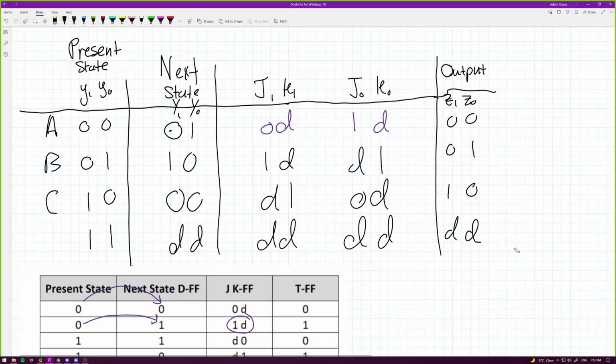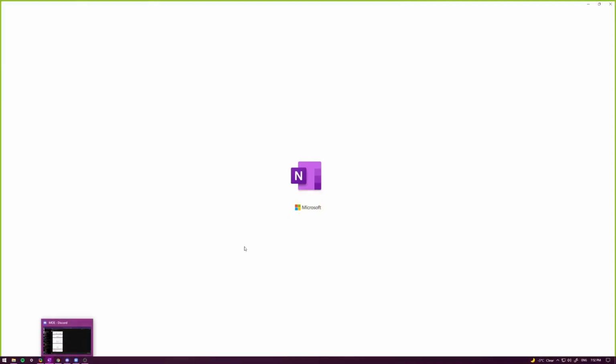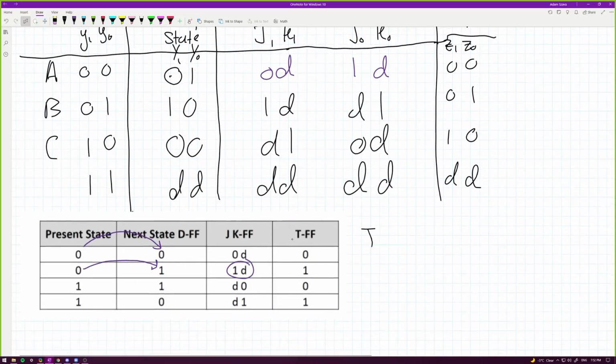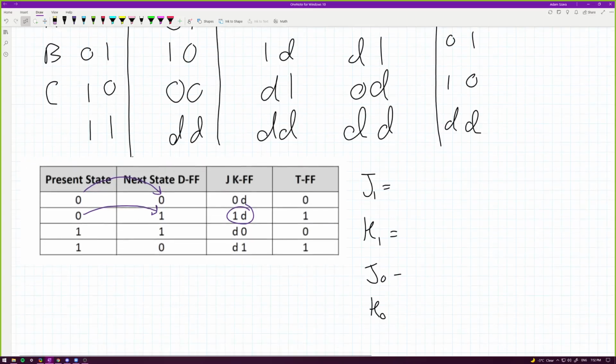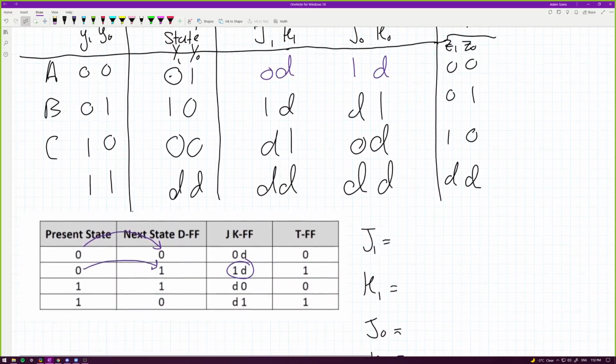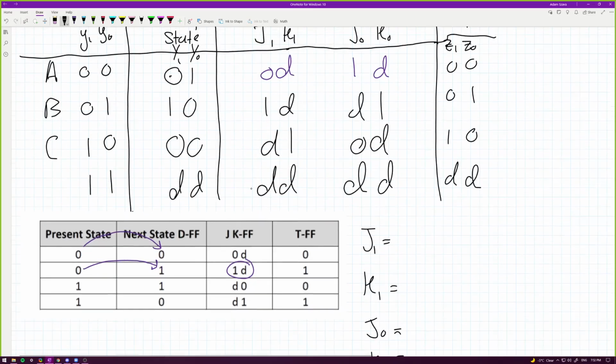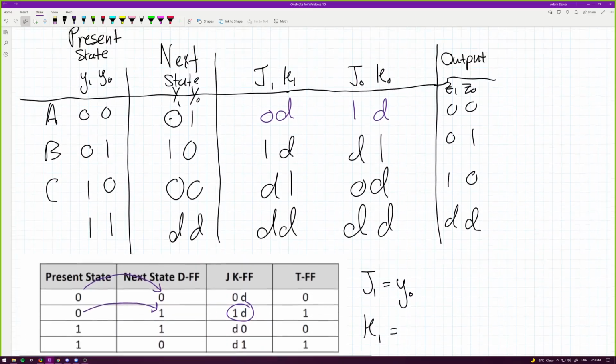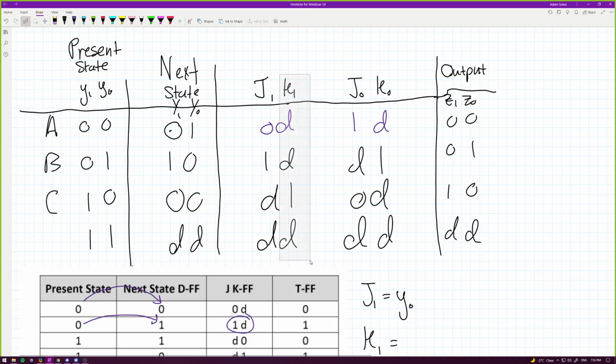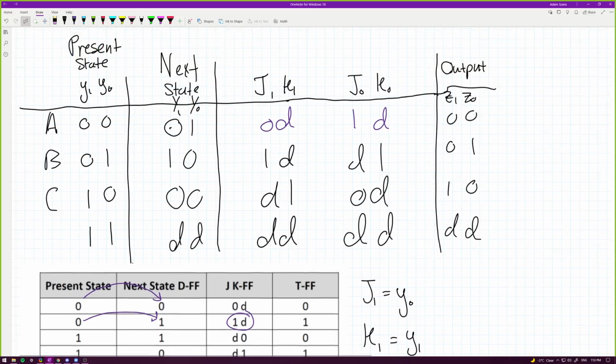Okay, so I filled in this table, and now I want to figure out some sort of functions here for J1, K1, J0, K0, and have those as inputs to my JK. So let's start with J1. J1 looks like it's just Y0, right? Because it matches these two, and then we don't care about these ones here. Correct me if I'm wrong. And then K1, we can just say it's equal to Y1, right? Because it's just a bunch of don't cares, and the one matches.